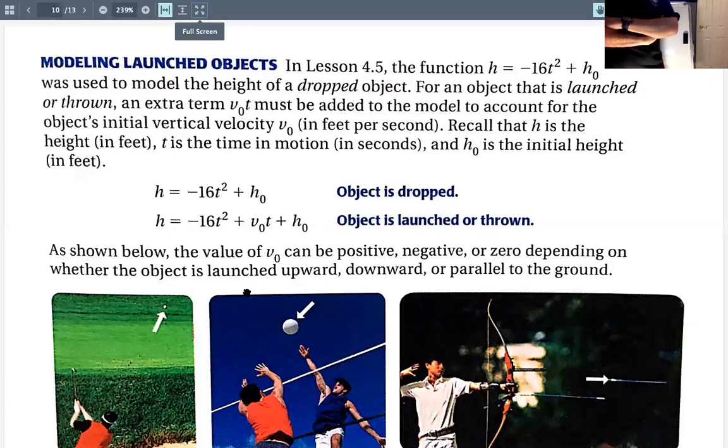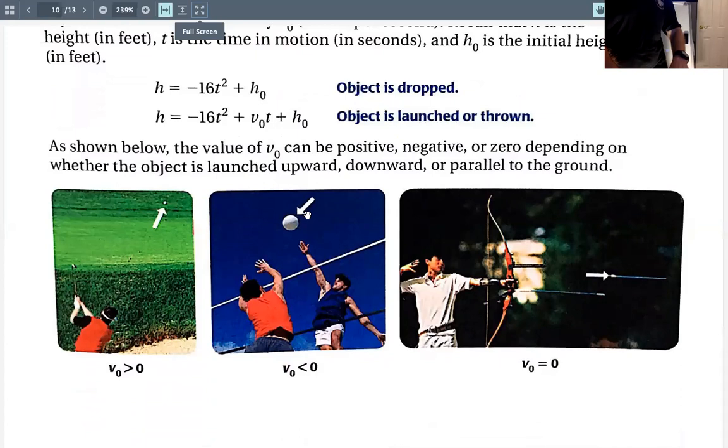Okay, so V naught T must be added to the model to account for the object's initial vertical velocity, V naught, in feet per second. Recall that h is the height in feet, t is the time in motion in seconds, and h naught is the initial height in feet. Okay, let's see. It says V naught can be positive, negative, or zero, depending on whether the object is launched upward, downward, or parallel to the ground.